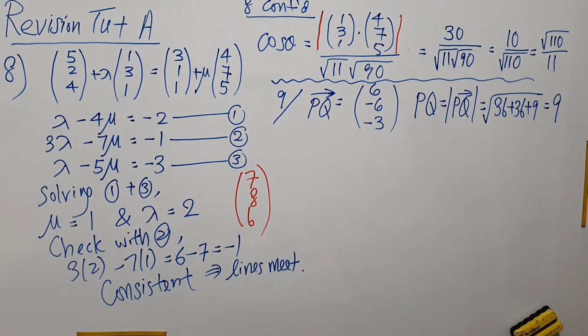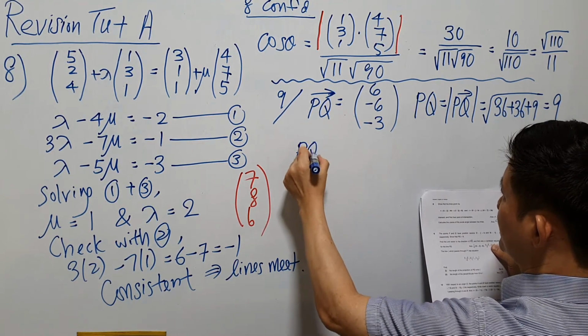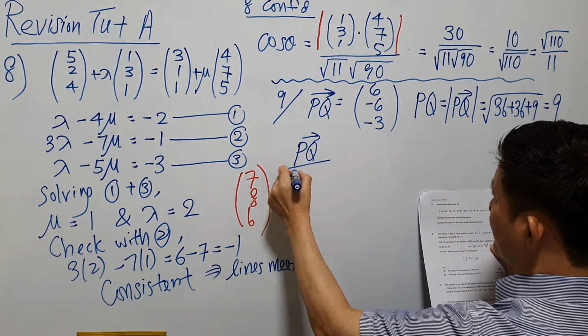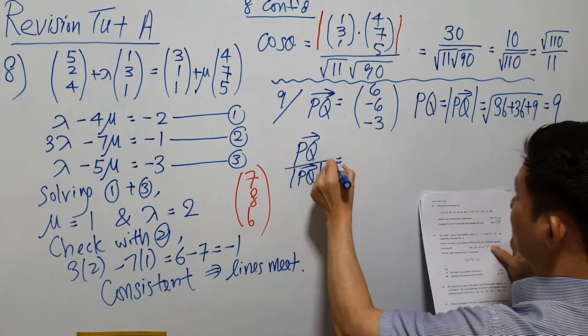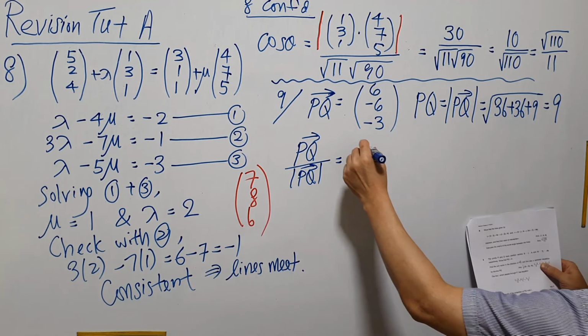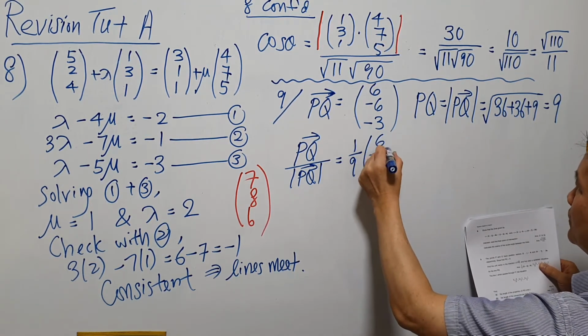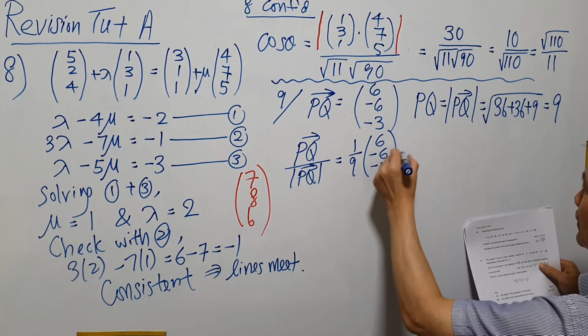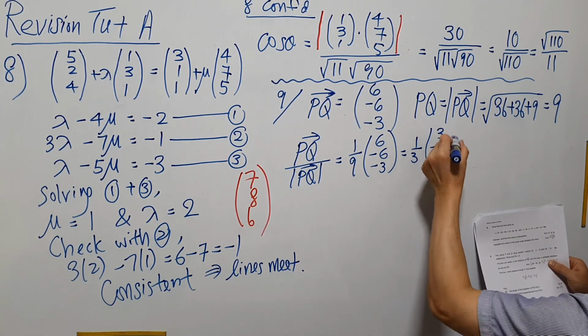Then you're asked to find the unit vector in the direction of PQ. Okay, so the unit vector in the direction of PQ means PQ divided by its magnitude. To find the unit vector in the direction of a vector, it's always like this. So this gives me 1 over 9 of the vector PQ, and this gives me 1/3 of (2, minus 2, minus 1).